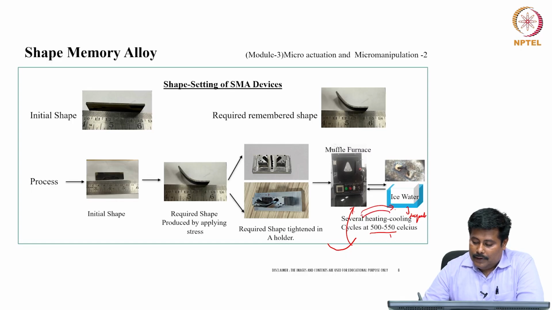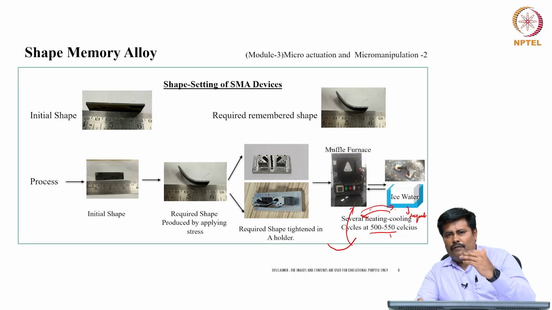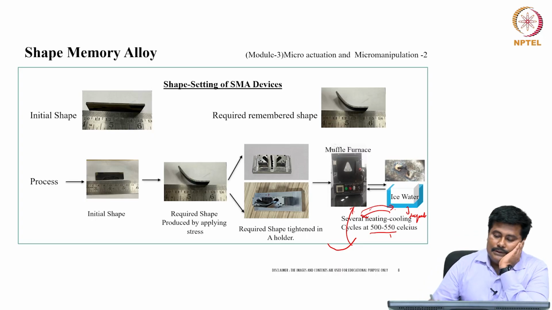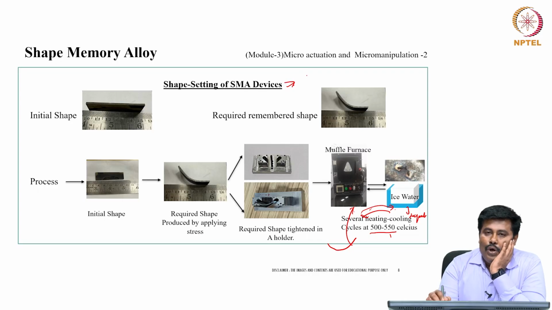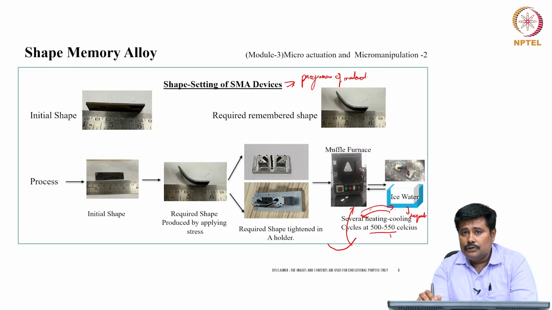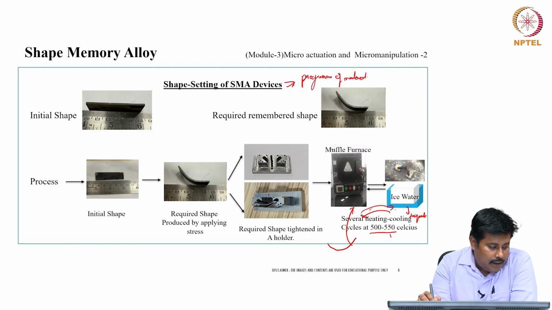So this switching between the martensite and the austenite happens in such a way that you get a kind of closed structure or a kind of deformed structure, which is what we are looking for. This process is called shape setting. However, from a robotic perspective, we call it programming of material. Sorry.